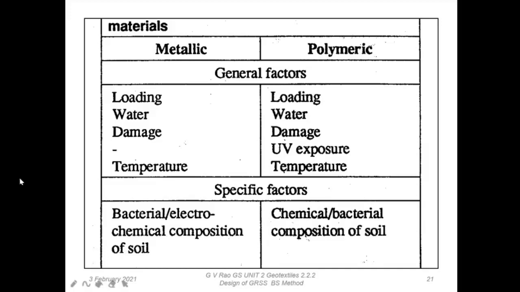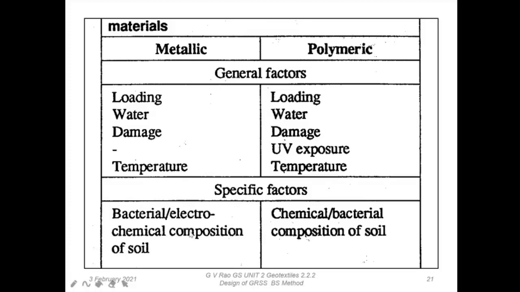So in which case, what we are going to follow is that for metals naturally loading, water, damage, temperature, all of them are going to be controlling. In our case, same loading, but water is not going to damage really. Here, water is going to corrode the metals actually. Damage during construction, exposure is going to damage now. The temperature is going to soften the polymer actually. Here, temperature is going to increase obviously the corrosion now.